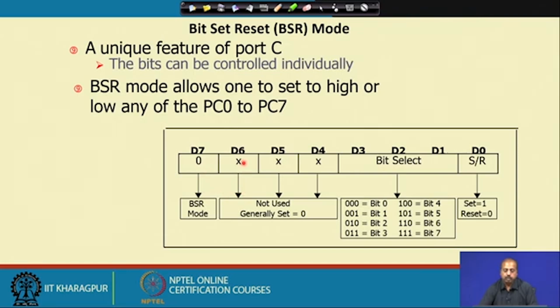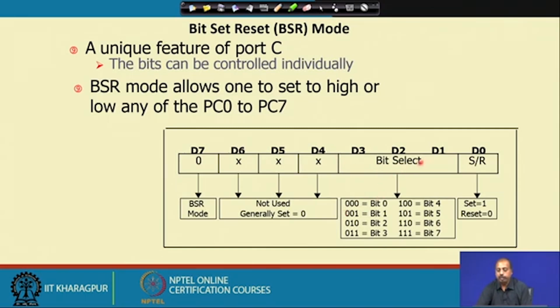Now, this D6, D5, D4, they are not required because these mode settings are meaningless if D7 is 0, so it is BSR mode. So, this mode selection of port A and data of group A does not have any meaning. So, by default we are setting them to 0. Then the next 3 bits will select the bit that you want to set or reset.